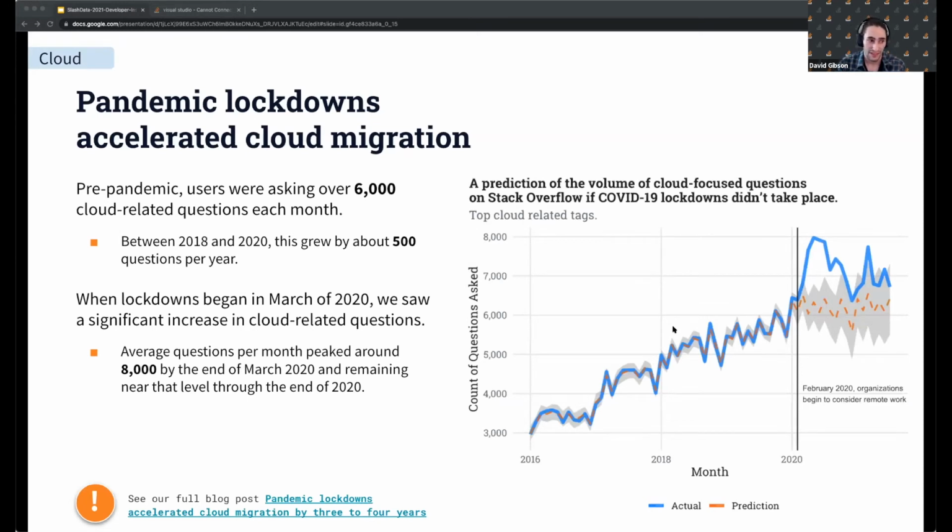For cloud, we've seen that the pandemic lockdowns actually accelerated cloud migrations by up to 3 years. So we ran the scenario of what cloud-related questions asked on the platform would look like versus what actually happened. Pre-pandemic, users were asking about 6,000 questions each month. But after the pandemic started, that spiked up to an average of 8,000 questions asked each month. So we saw that this increased the migration to cloud by 3 to 4 years.